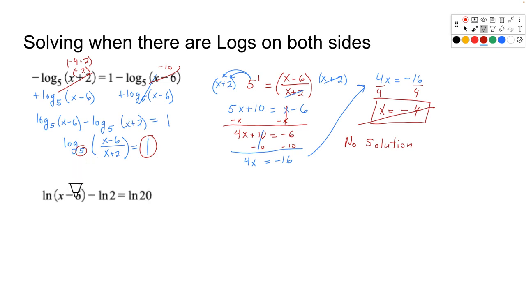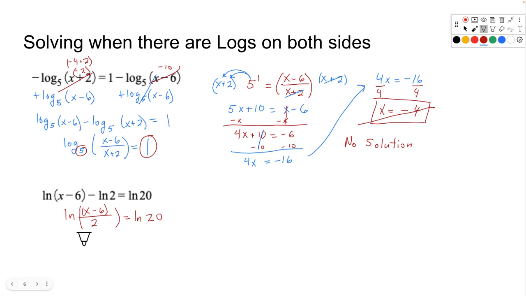Here's another example where we have logarithms on both sides. This is a natural log, base e. But in this case, we have one side where there's the same logarithm. And so we can do this slightly differently. We can use the properties of logarithms by combining these two. So this is natural log of x minus 6 minus natural log of 2. So that will become natural log of x minus 6 over 2 equals natural log of 20.